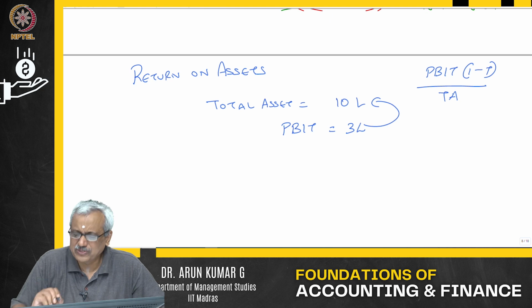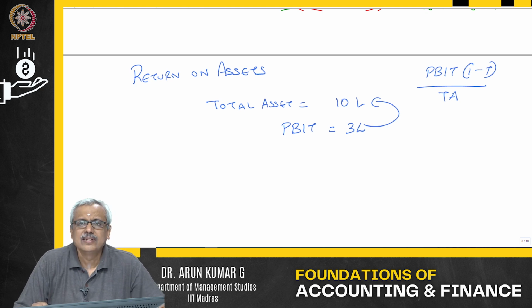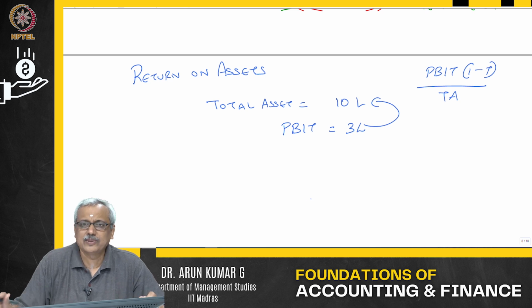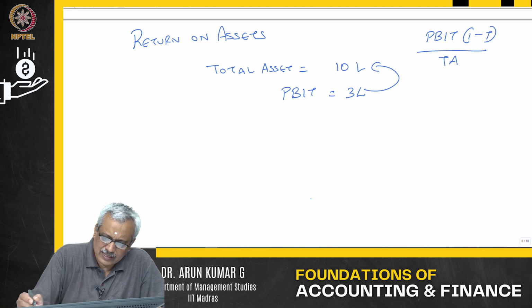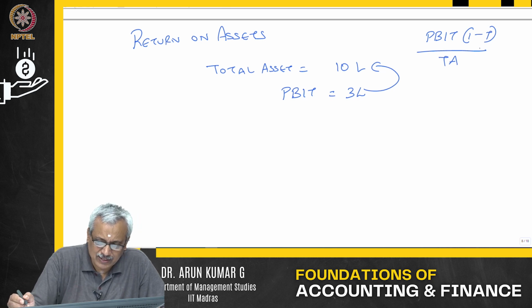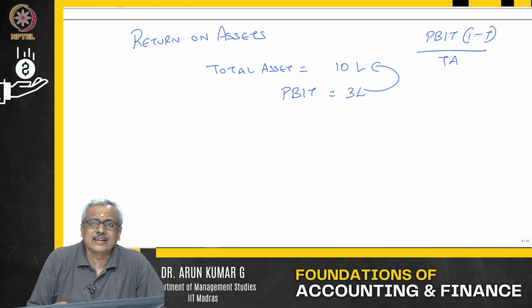Sir, what is this confusing? I did not know why you do 1 minus tax rate and everything. We will come to that. I will talk about the next ratio, and I will explain why we do that. Now, park this for the time being; we will revisit return on assets.